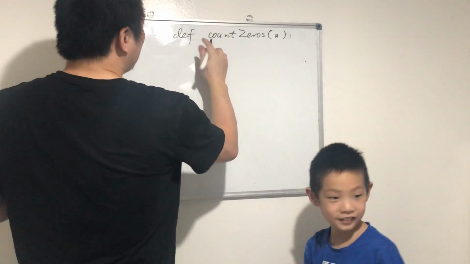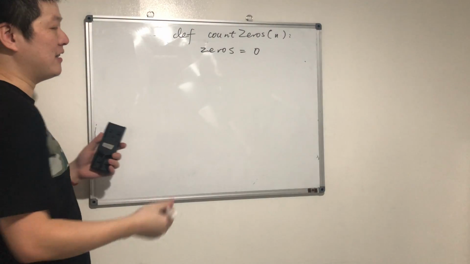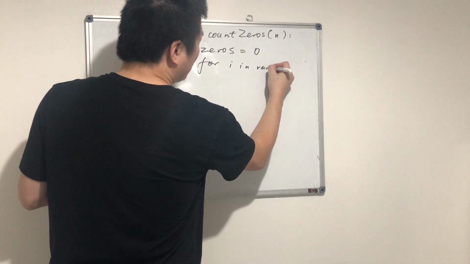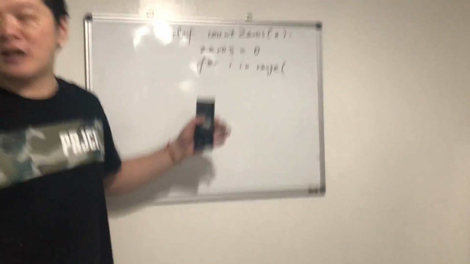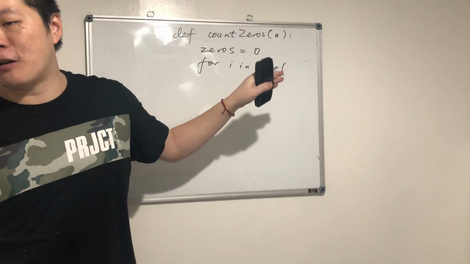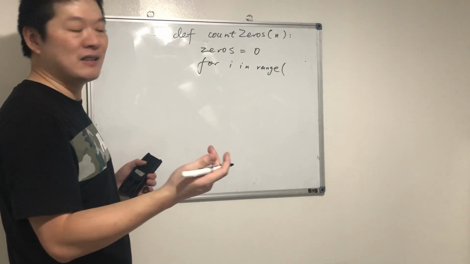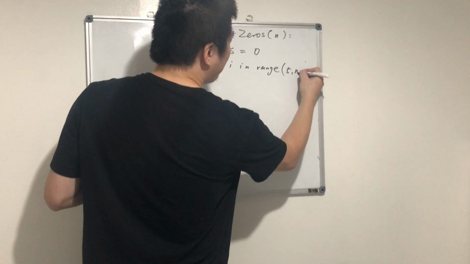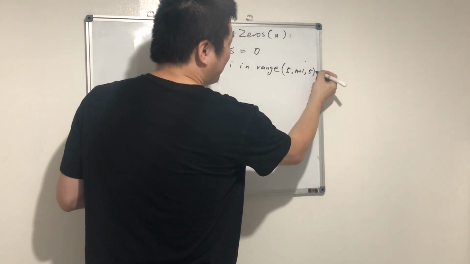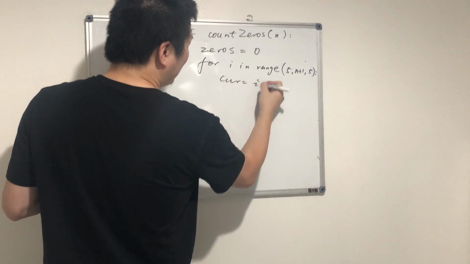First of all, count equals 0. Then for i in range, we start from 5, because 1 times 2 times 3 times 4 doesn't produce a trailing 0. So from 5 to n plus 1, with a step of 5. And now we can say current equals i.